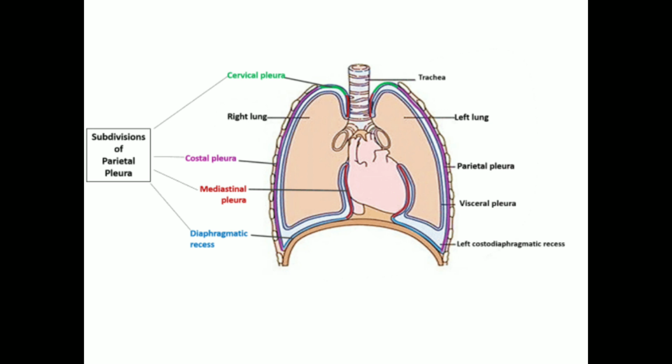Then we have looked at the space between the parietal pleura and visceral pleura. These spaces are called the recesses. The recesses are named the costo-mediastinal recess and the costo-diaphragmatic recess. You can see here, one is the costo-mediastinal and one more is the costo-diaphragmatic recess. These are the two recesses of the pleura.